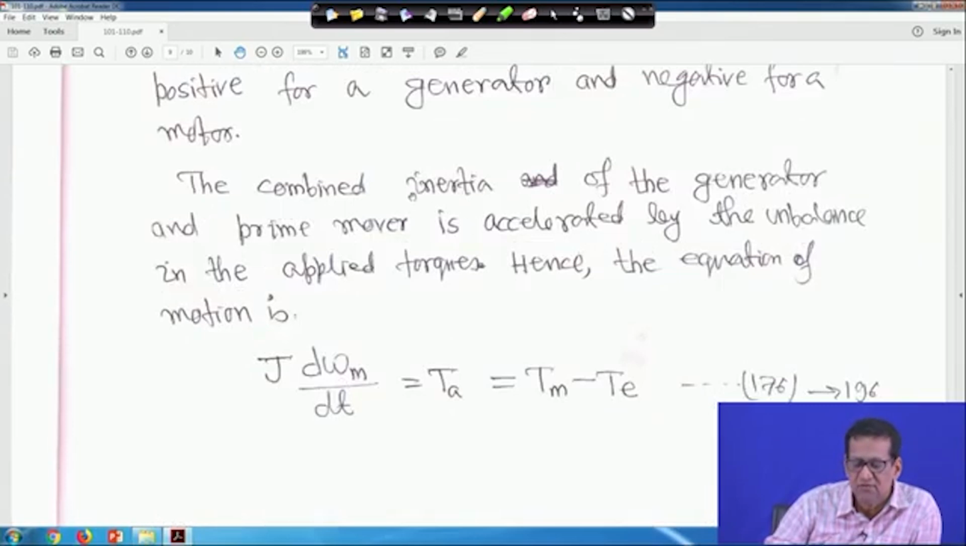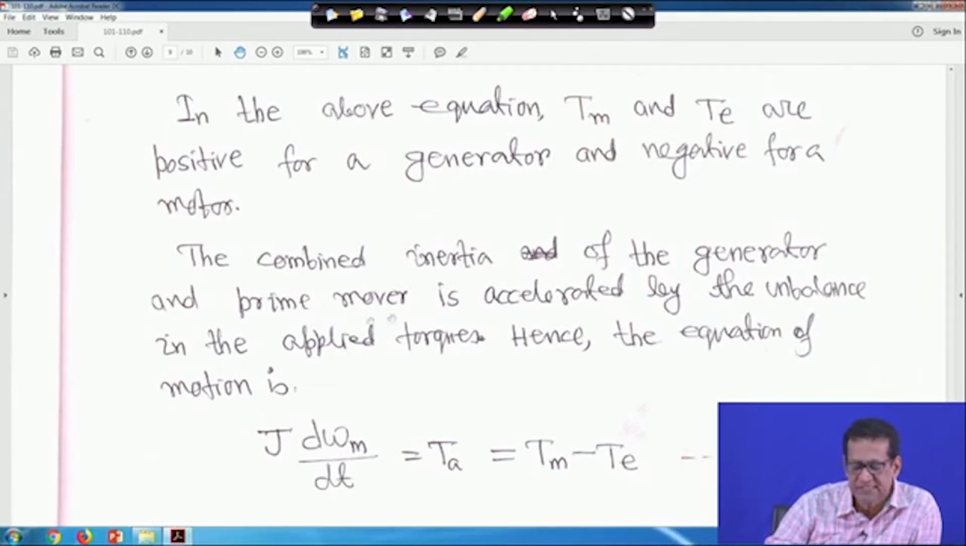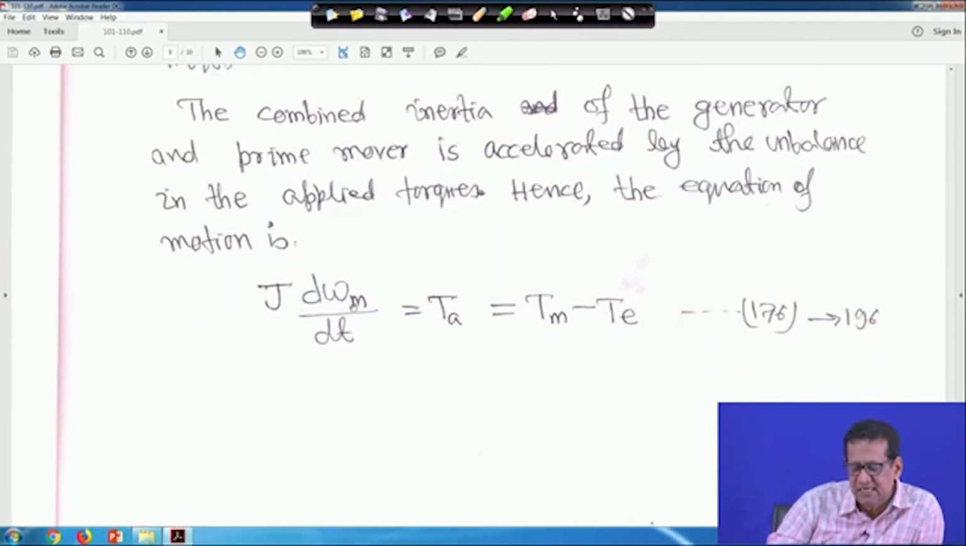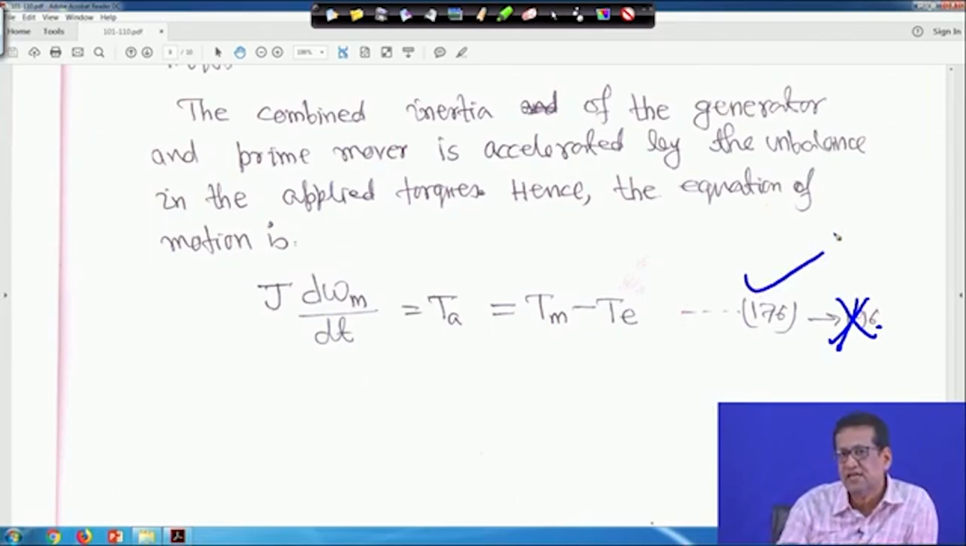Now, the combined inertia of the generator and prime mover, in a power plant it is a turbine, is accelerated by the unbalance in the applied torques. Hence, the equation of motion is given by J d omega m dt is equal to accelerating torque Ta, which is equal to Tm minus Te. This is equation 176.